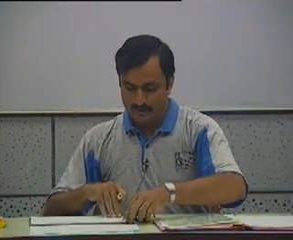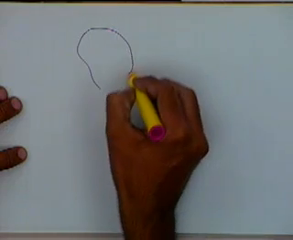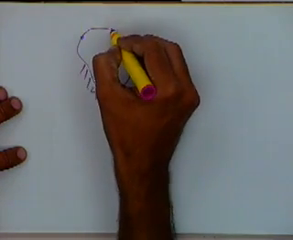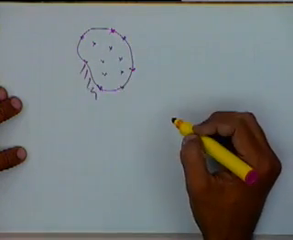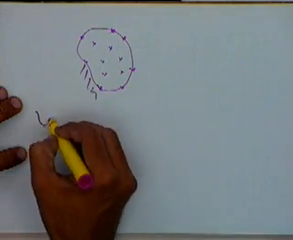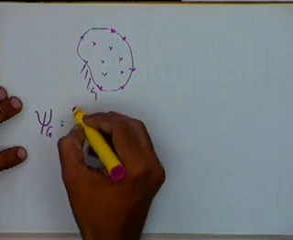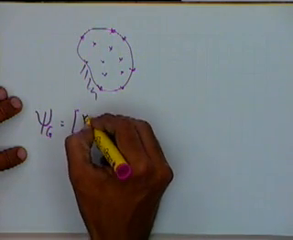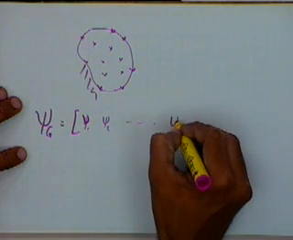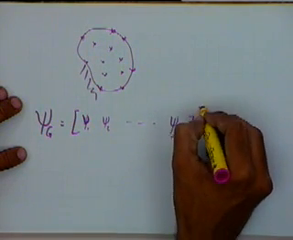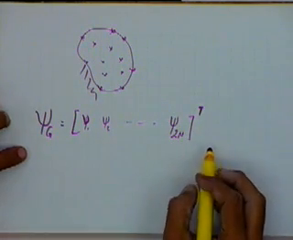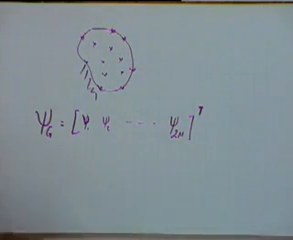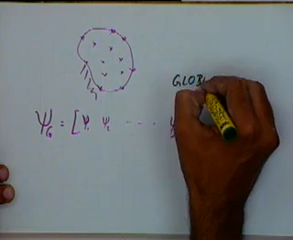If we have a general 2D element like this consisting of a number of nodes, we will define a global vector, psi global, which will consist of psi 1, psi 2 till psi 2n, where n is the number of nodes. This will be the global virtual displacement vector.